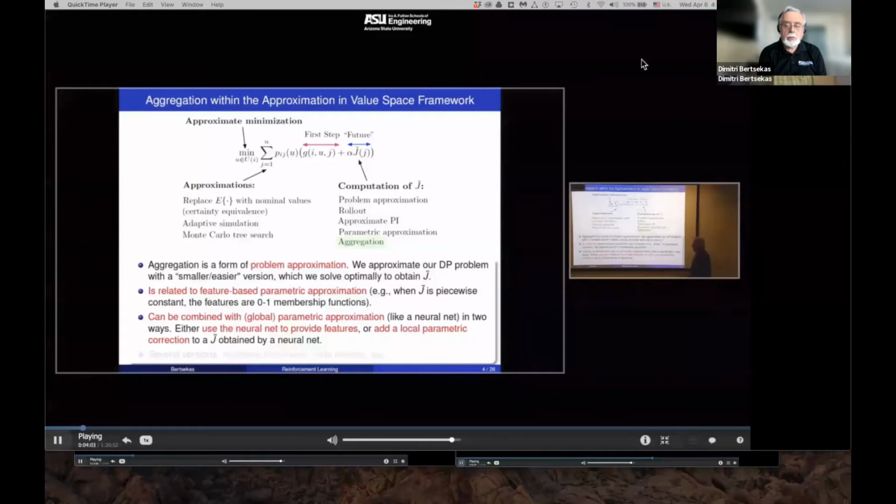So we may have already some J tilde obtained from a neural network, and then we can correct it with piecewise constant approximations. Moreover, there are several versions of aggregation. Here's one-step look ahead. We could be looking at multi-step look ahead, which is very similar, finite horizon as opposed to infinite horizon, and there are other versions that I'm going to go into in the next lecture. For today's lectures, this is the figure, okay?